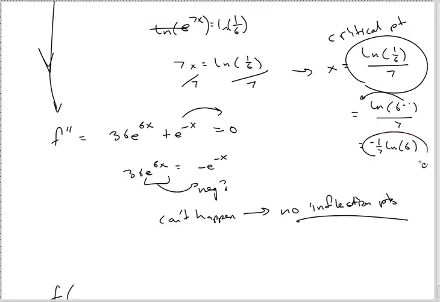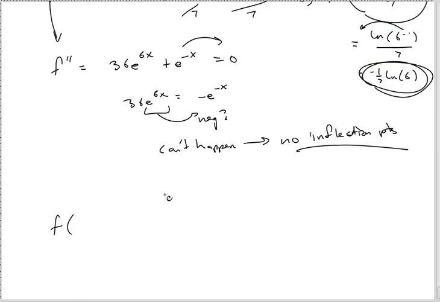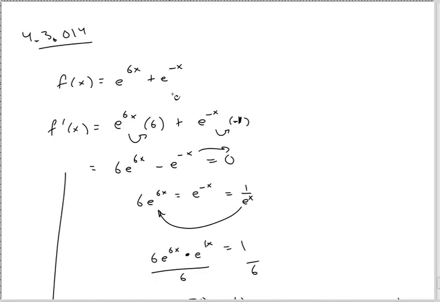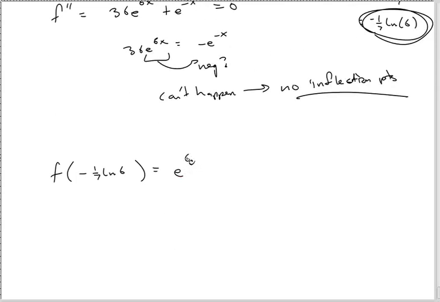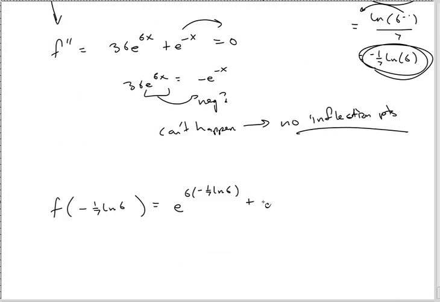I did not do this in my notes, but it's just so many times I had to write a fraction that I said, this is going to be better for us. So negative 1/7 ln of 6. And I want to plug that into the original right here. So I got e to the 6 times negative 1/7 ln of 6, and then plus e to the negative 1/7 ln of 6.